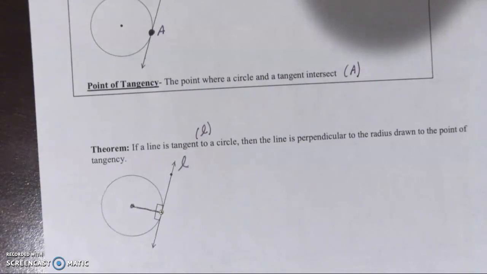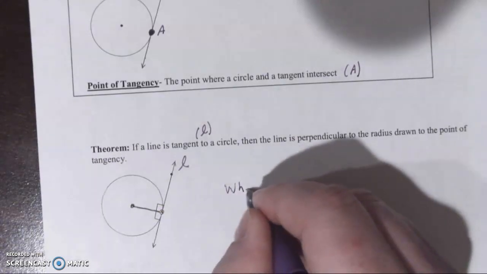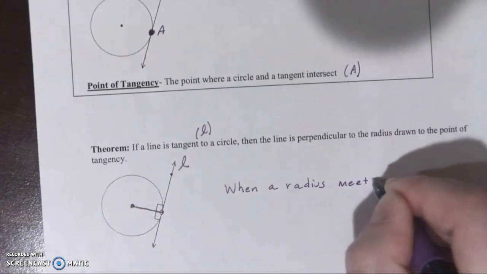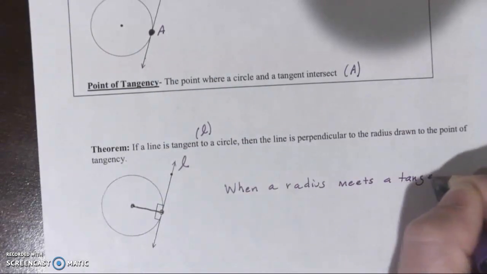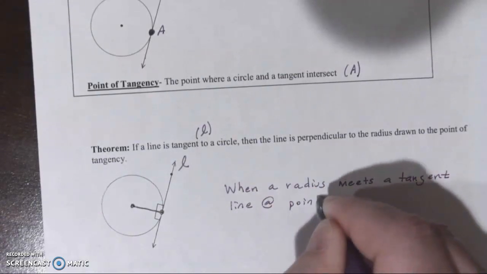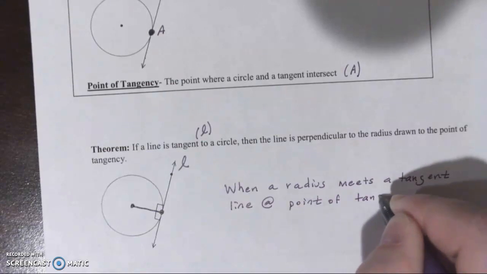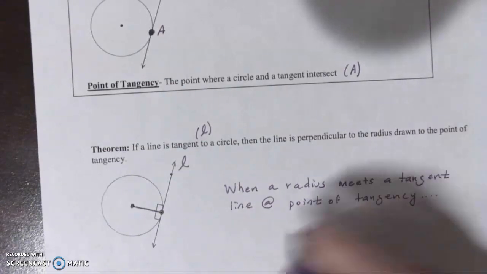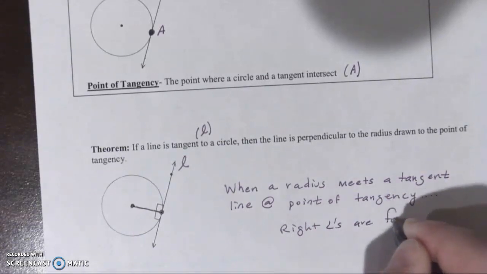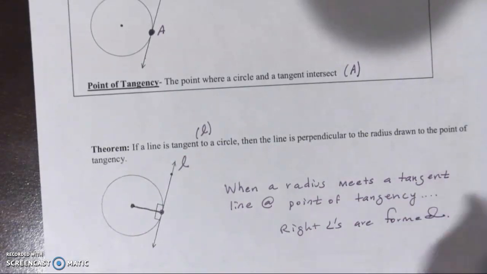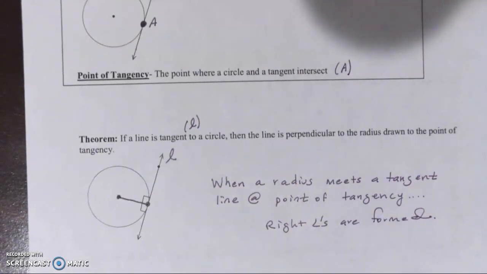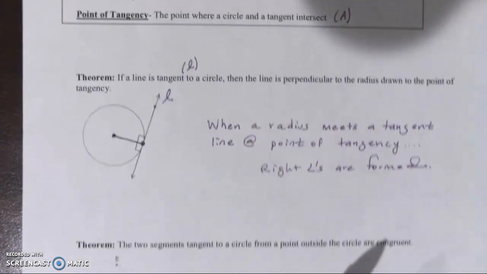Pretty simple theorem. Basically, when a radius meets a tangent line at the point of tangency, right angles are formed. Just a little bit of a different perspective on that theorem. Okay, so that's one of the main theorems.